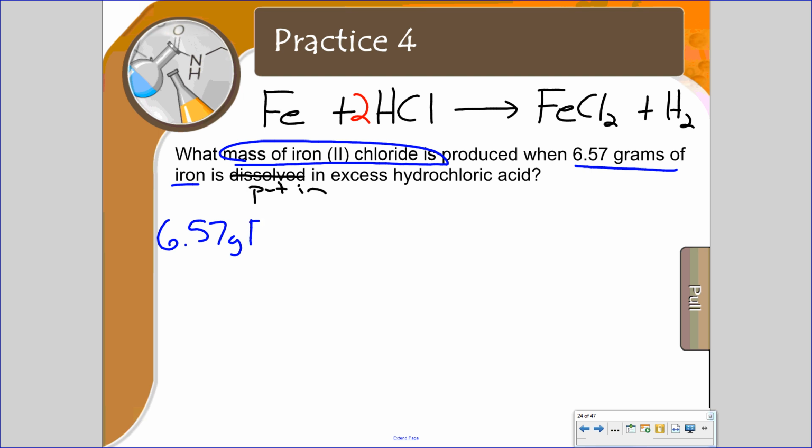We're starting out with 6.57 grams of iron. And whatever units are up top come down on the bottom. If you're not in moles, get to moles. And 1 mole is going to be equal to 55.85 grams of iron. We get that from the periodic table that you should have out. If we stopped here, our answer would be moles, but we want iron 2 chloride, so we have to keep going.